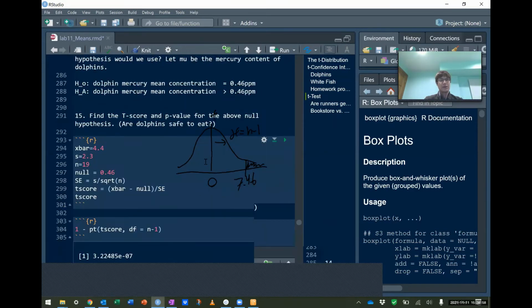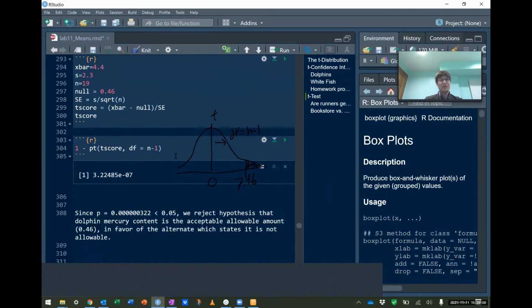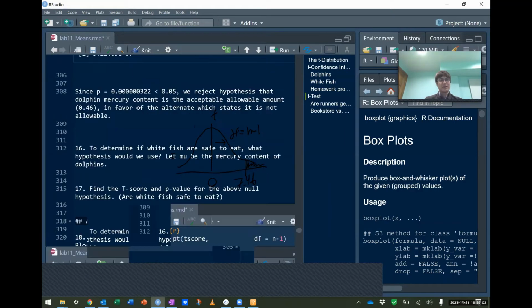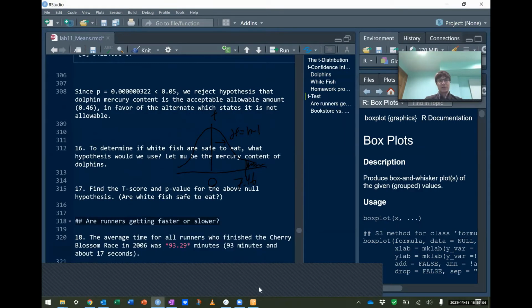All right, so you will have to then do this exact same process. See if I can clear my annotations.